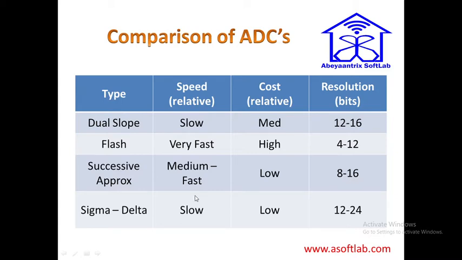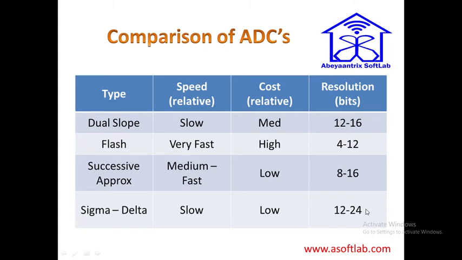Then we have another one, sigma delta. This is the slow speed. The conversion process is very slow as compared to the flash type and successive approximation, and the cost is also low, and we can see the resolution is higher, 12 bit to 24 bit. So as compared to all these three types of ADCs, we get more resolution here, in the sigma delta type of ADC.